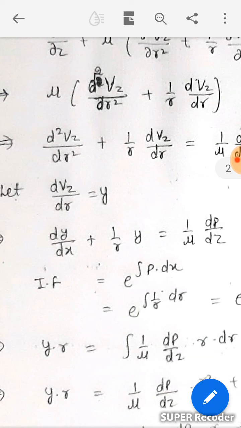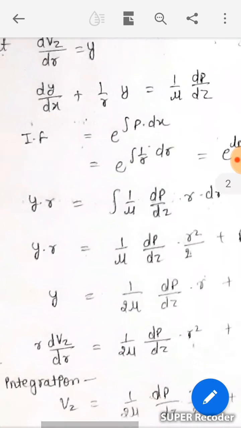This equation is a linear differential equation, and its integrating factor is equal to r. So the solution of this equation is y into r is equal to integration of 1 by mu into dp by dz into r dr plus A, and solving it we get y into r is equal to 1 by mu dp by dz into r square by 2 plus A. This implies y is equal to 1 by twice mu into dp by dz into r plus A by r, or r dVz by dr is equal to 1 by twice mu dp by dz into r square plus A. This is our equation number 4.